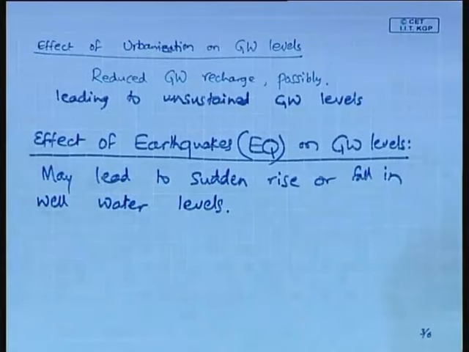If there is a sudden rise in the well water level immediately after an earthquake, then we should realize that there is possibly some additional, very high groundwater recharge taking place due to the changes in the subsurface soil layers due to the earthquake. Similarly, if there is a sudden fall in the well water level, it is an indication that the water from that particular well is flowing into neighboring areas. Thereby there is a sudden fall in the water level of the well. These are some of the impacts.